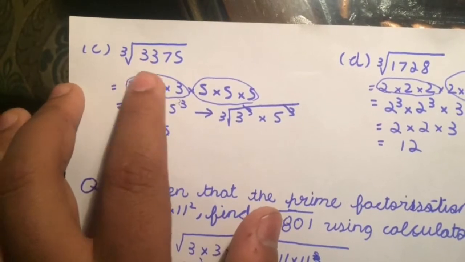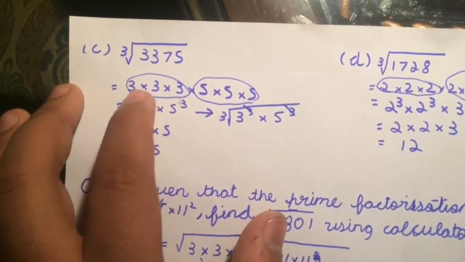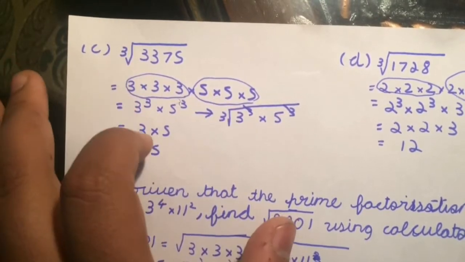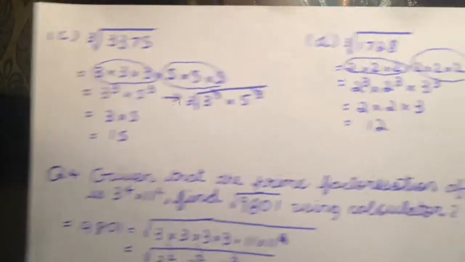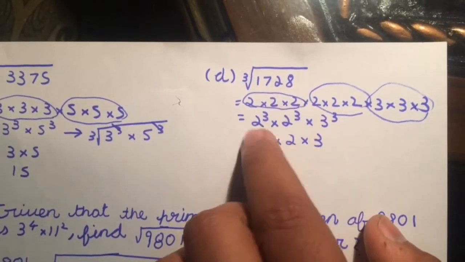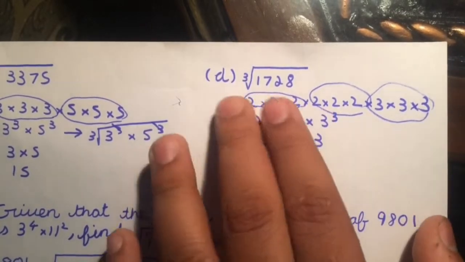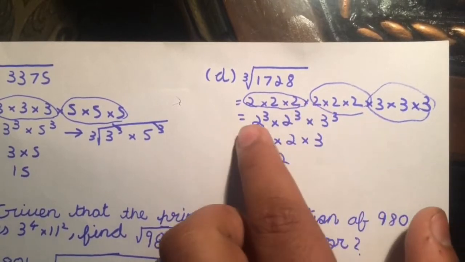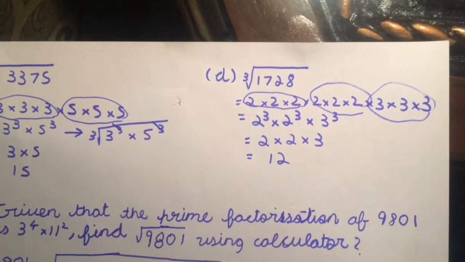Then comes the C part, cube root of 3, 3, 5, 7. Here we take the set of 3 because it is a cube root. So we get 3 square and 5 square, which is 3 into 5, that is 15. Similarly, it has the factors 3, 2, 3, 2 and then 3. Not more than 3 sets you can make. So it is 2 cube and 3 cube. So 2 into 2 into 3 is 12.